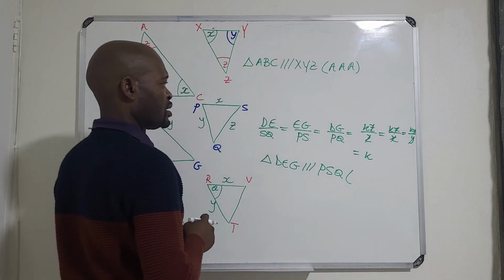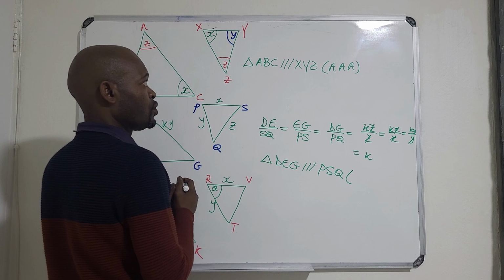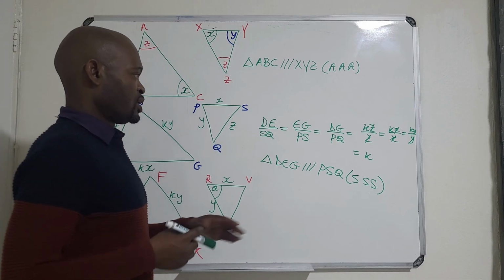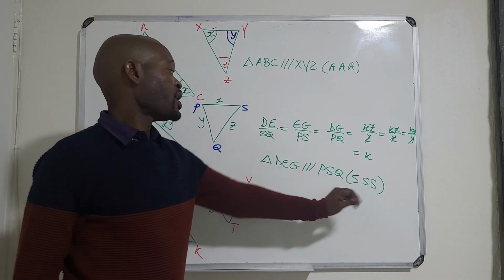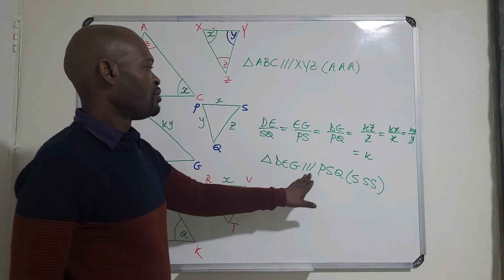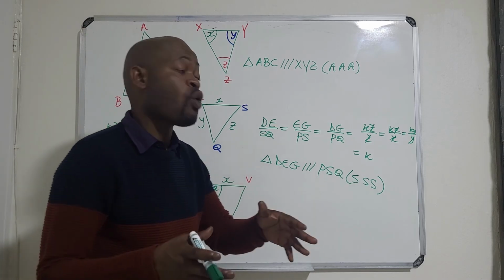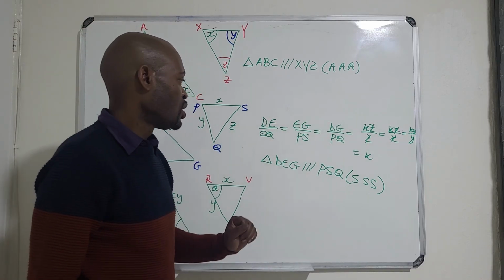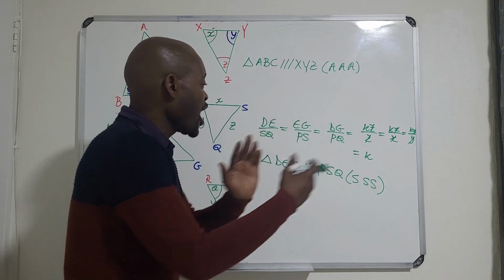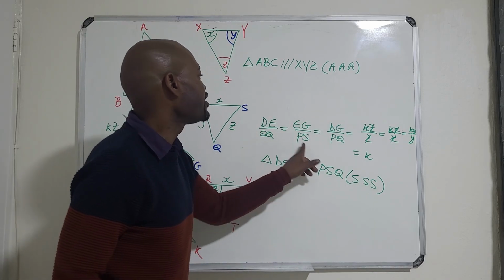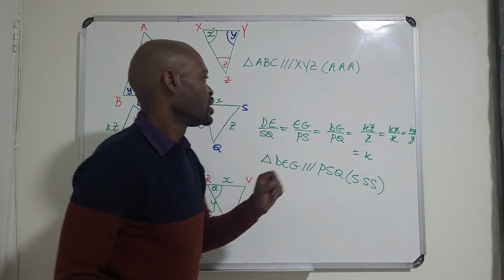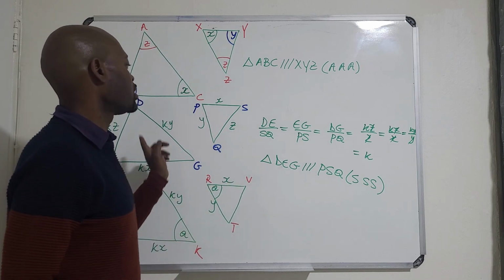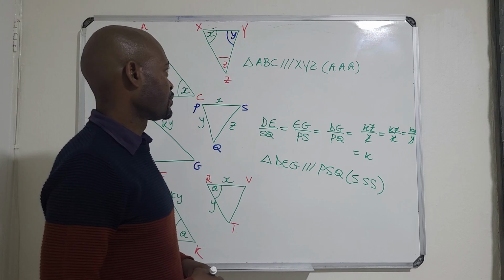Why is that? Because sides are in the same ratio. Therefore, we've got all the sides which are in the same ratio. Therefore, we can talk about side, side, side, even with similarity. But it's not that the sides are equal. It's not that the corresponding sides of the two triangles are equal, no. But the corresponding sides of the triangles are in the same ratio. They are in the same fraction, as you can see. Therefore, the two triangles are similar.